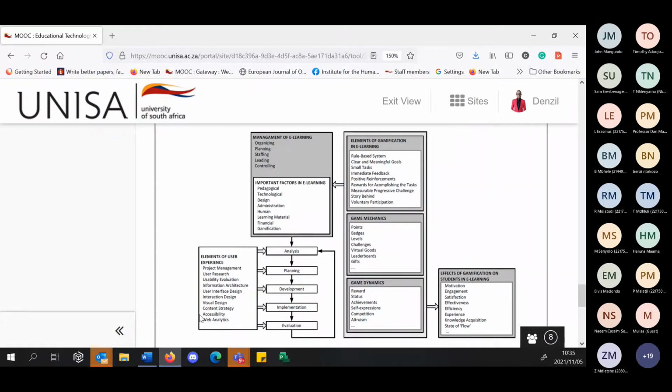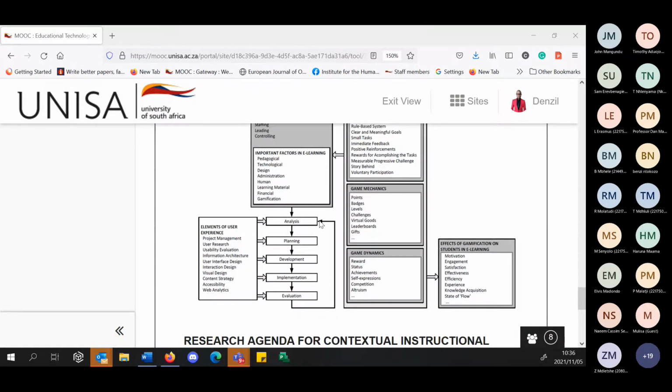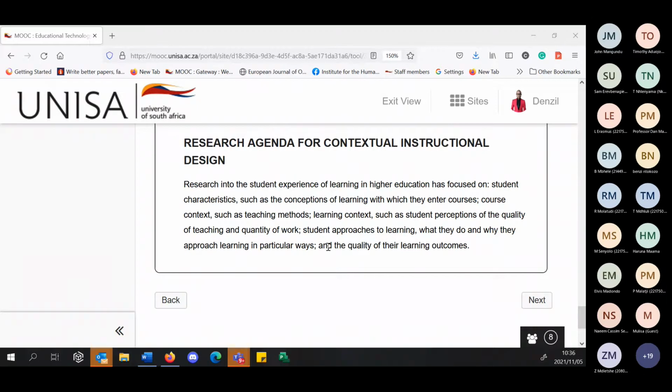In addition, we have plugins that are available to reinforce these kind of environments. And many of these learning management systems that we now have cater for third-party plugins, etc., that create that space for us to engage much more collaboratively. So gamification, the research agenda for us in the African context, is that it offers us new opportunities to engage in student experiencing of learning in higher education, as focused on student characteristics such as conceptions of learning, context, methods, learning context, etc., the quality of learning. So there's a very strong research agenda that forms part of this contextual instructional design in gamification, right?